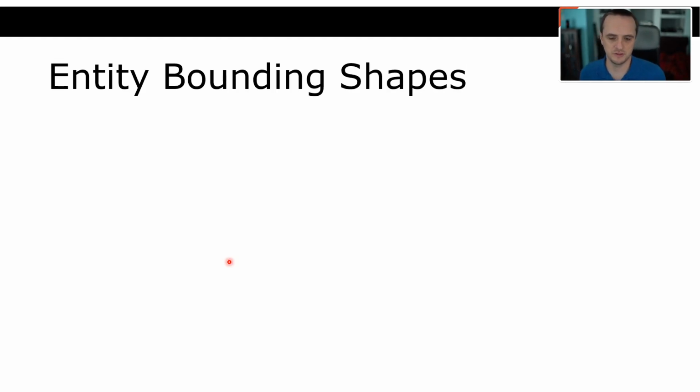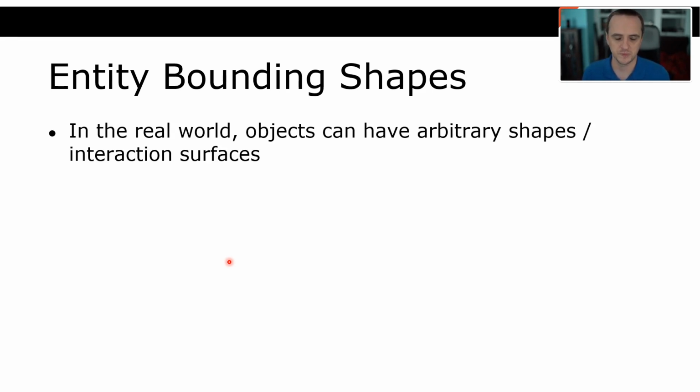So we've talked a lot about these bounding boxes, bounding shapes. What are these things actually? In the real world, objects can have arbitrary shapes or interaction surfaces. Let's take my phone. My phone can interact with arbitrary points of my hand. This is real world physics. The bounding boxes can be arbitrary.